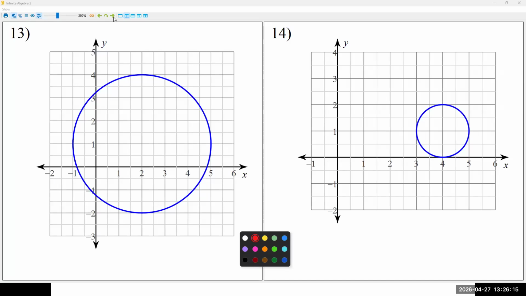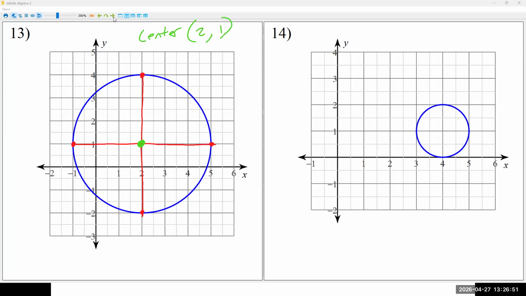So, to figure out the center, I'm going to find the very top of my circle, very bottom of my circle, the furthest rightmost point, the furthest leftmost point. There we go. Now, once I find those, I'll just draw a line straight through the middle of my circle. There is my center. My center is located right there. So what's the coordinate points? The center is located at 2, 1. Right. So there's my h, there's my k, out of the center.